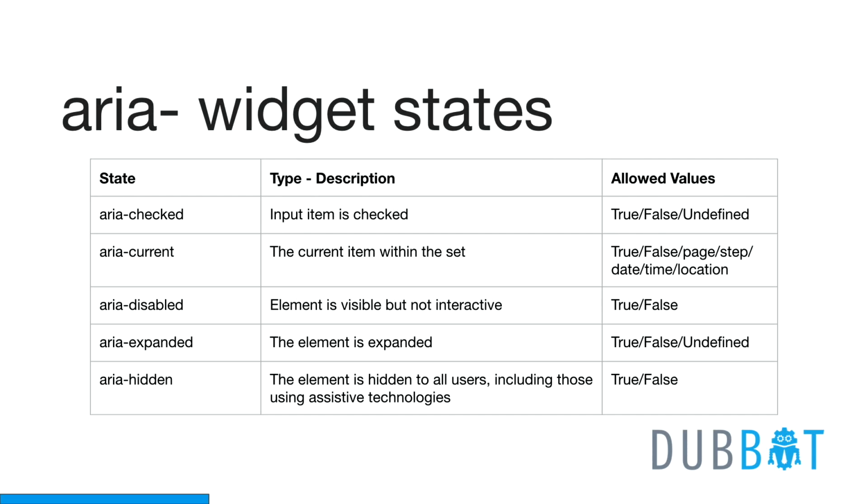ARIA current, this is a great state for, say, you're having a calendar and you want somebody to be able to jump to the current date being marked. You can have that. ARIA current can also be used if you have a navigation system and you want to mark the current page in the navigation system so they know that that link is essentially just going to refresh the page.